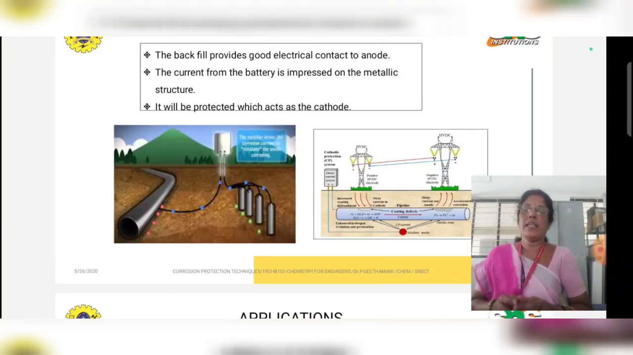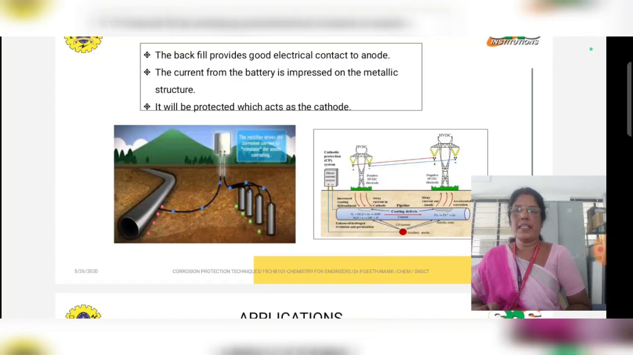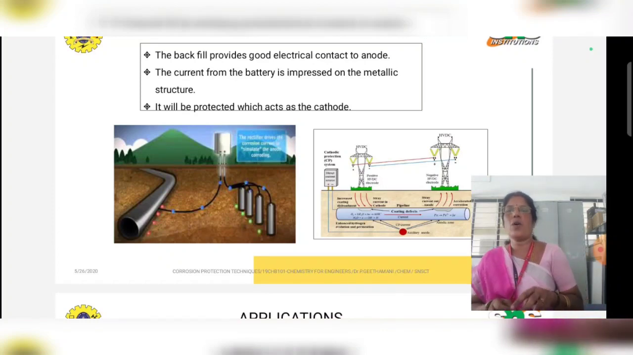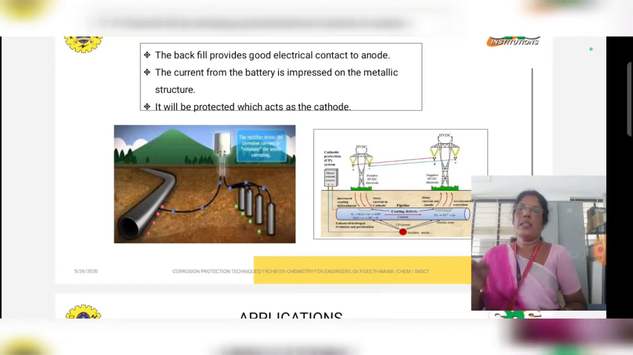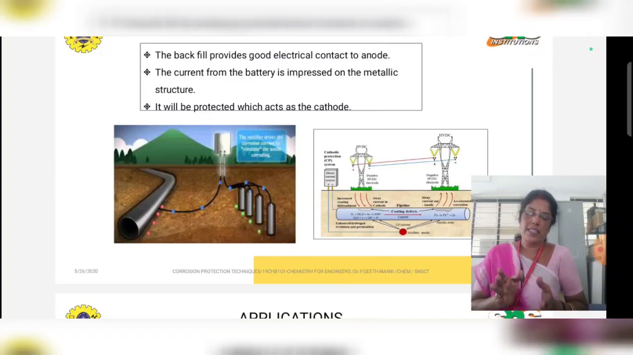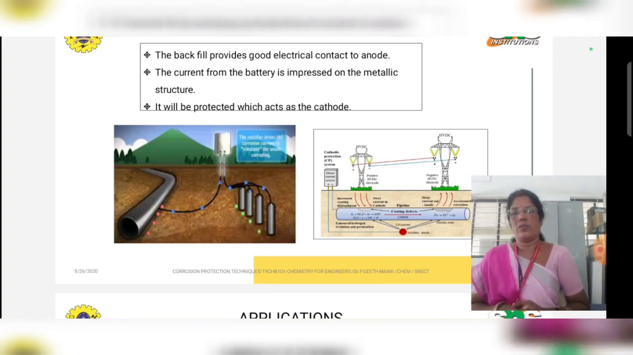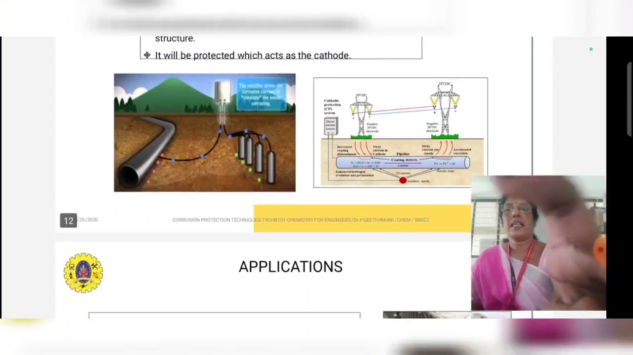The backfill provides good electrical contact to the anode. The current from the battery is impressed on the metallic structure. Both the impressed current, that means the applied current, and the corrosion current are nullified. So we can protect the structure from corrosion. So this is the impressed current cathodic protection.